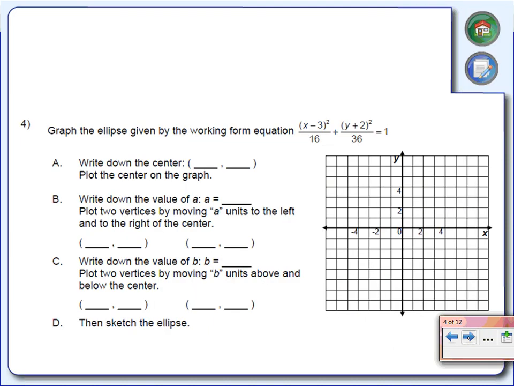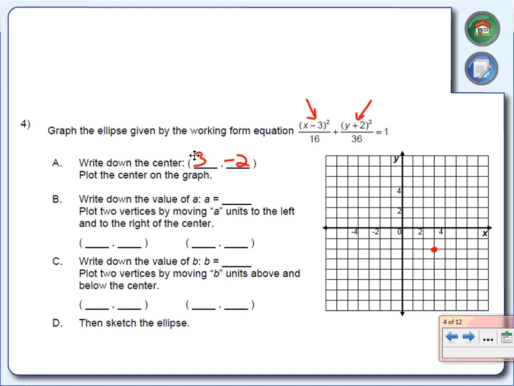All right, let's take a look at the next one here, number 4. This time what they've done is they've given me the equation, and I have to come up with the graph given that equation. So in order to do that, the first thing I need to know is where is the center of this ellipse? So can y'all tell me by looking at the equation what the center would be? 3, negative 2. Remember, all we're doing is looking right here and changing the signs. So we're going to go to our graph, and we're going to plot that point 3, negative 2. This is going to be our center of the ellipse.